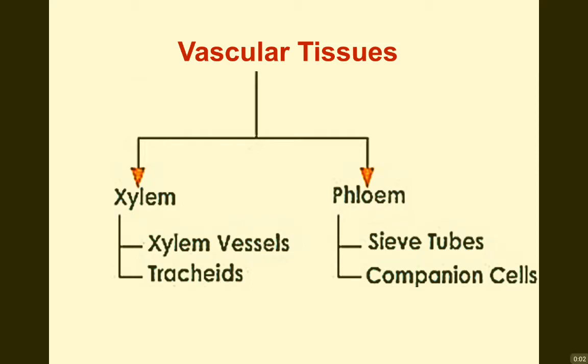Okay, so the last type of tissue is known as the vascular tissue, also known as the complex tissue. This vascular tissue is also a type of permanent tissue, meaning the cells are not dividing anymore. We have two types of vascular tissues here, xylem and phloem. Xylem has two types, xylem vessels and tracheids. Phloem has sieve tubes and companion cells.